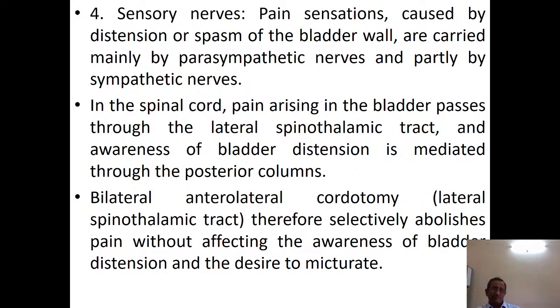Now, sensory nerves. Pain sensations caused by distension or spasm of the bladder wall are carried mainly by parasympathetic nerves and partly by sympathetic nerves. In the spinal cord, pain arising in the bladder passes through the lateral spinothalamic tract, and awareness of bladder distension is mediated through the posterior columns. Bilateral anterolateral cordotomy therefore selectively abolishes pain without affecting the awareness of bladder distension and the desire for micturition. So if the lateral spinothalamic tract is cut, it will abolish the pain, but the sensation of bladder distension will still be there.